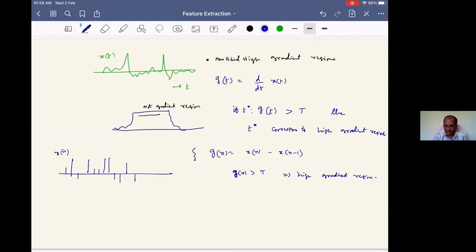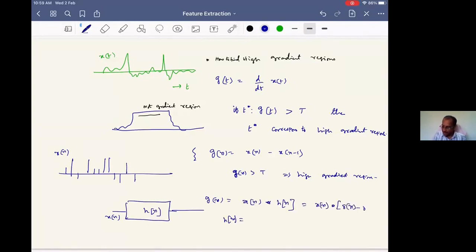In this sequence, I want to find this g of n. How do I find it? What is the operation I should perform? Let g of n be the output I want to get, and I have x of n in my hand. What should be the system here that gives me g of n? Any quick signal processing answer for this? Delta of n minus delta of n minus 1. So essentially, this h of n is called a filter. What is this filter? Delta of n minus delta of n minus 1.